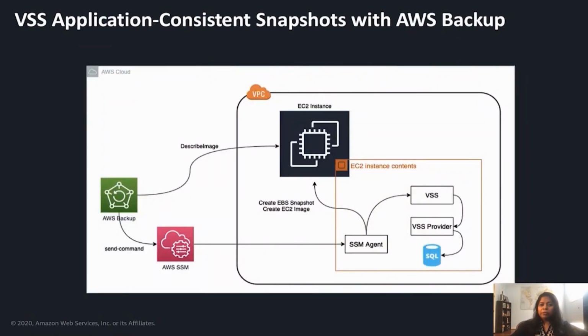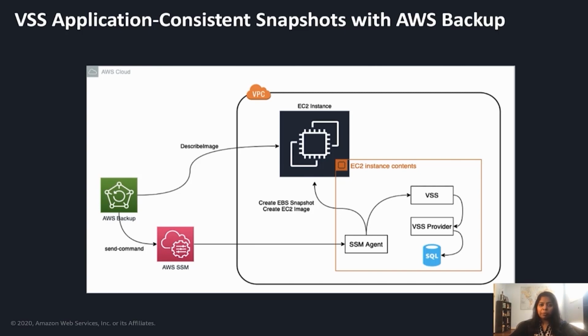One of the recent feature releases is the launch of EC2 application-consistent backups using AWS Backup. AWS Backup Service will use a modified version of an existing functionality called VSS Application-Consistent Snapshots to achieve application consistency. This feature uses AWS Systems Manager (SSM) on EC2 and Microsoft VSS, which is Volume Shadow Copy Service.